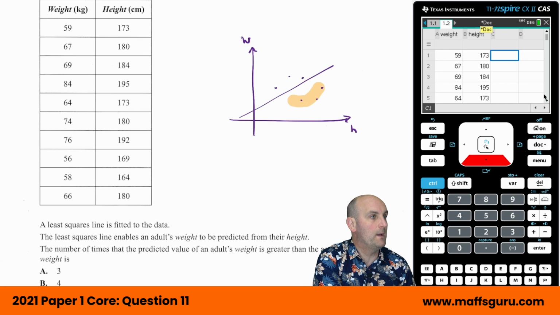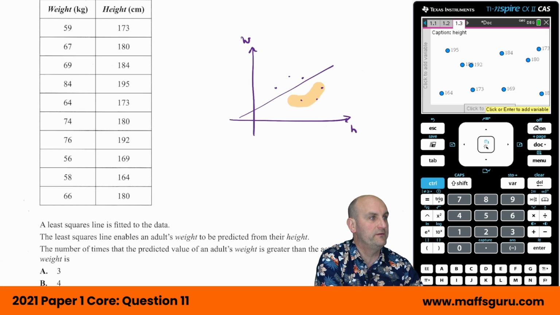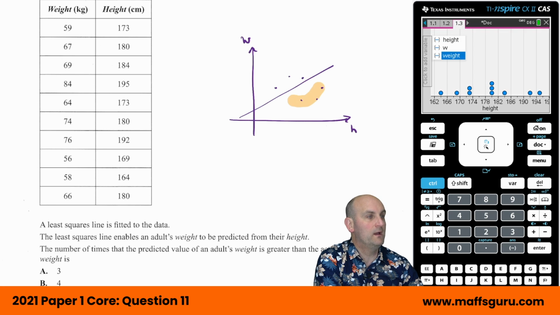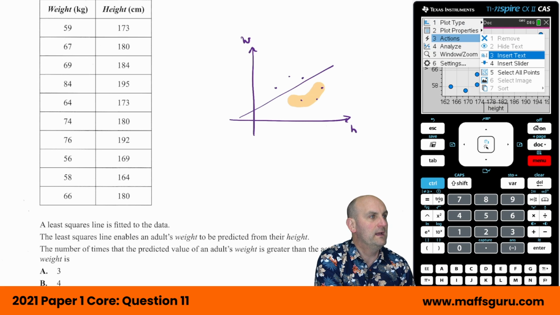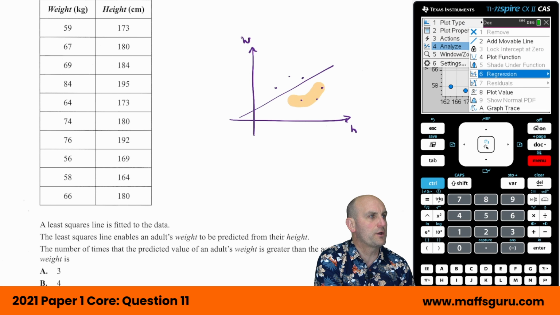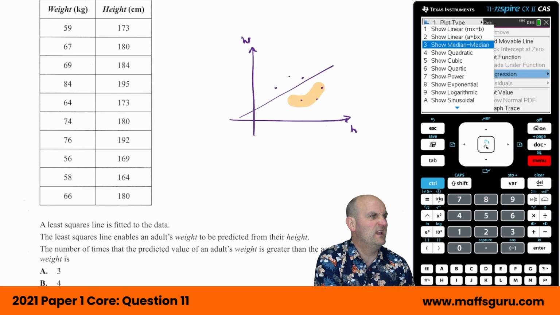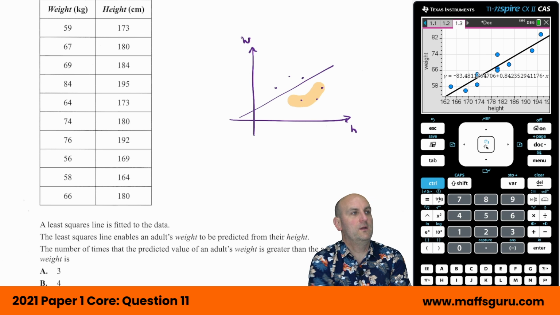So I go menu. No, I don't. What I then did was I inserted a new document, data and statistics. Along the bottom, I put height. Up the side, I put weight. There we go. And then, well, this was certainly what I did then. I went menu, analyze, regression, and I said do A plus BX. And there we go, it put my line on.